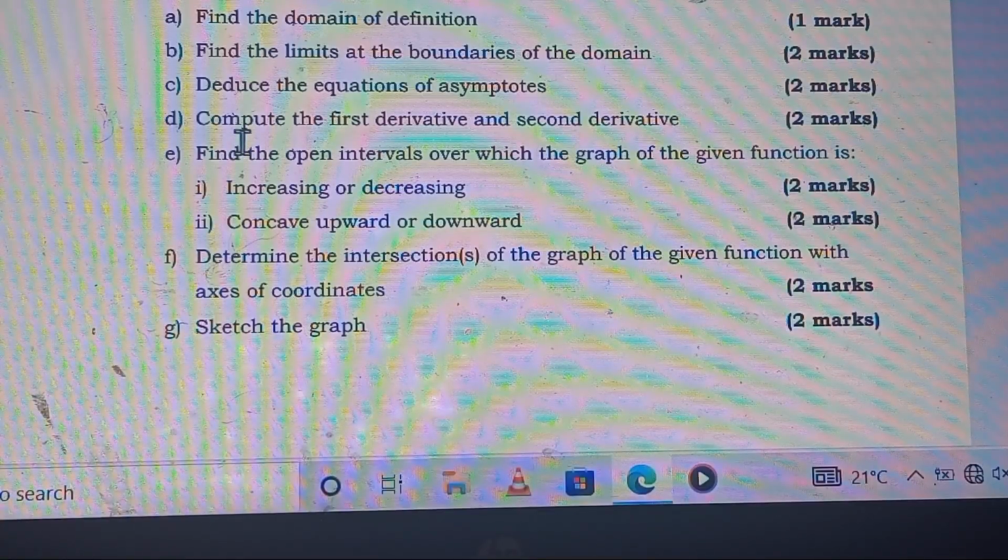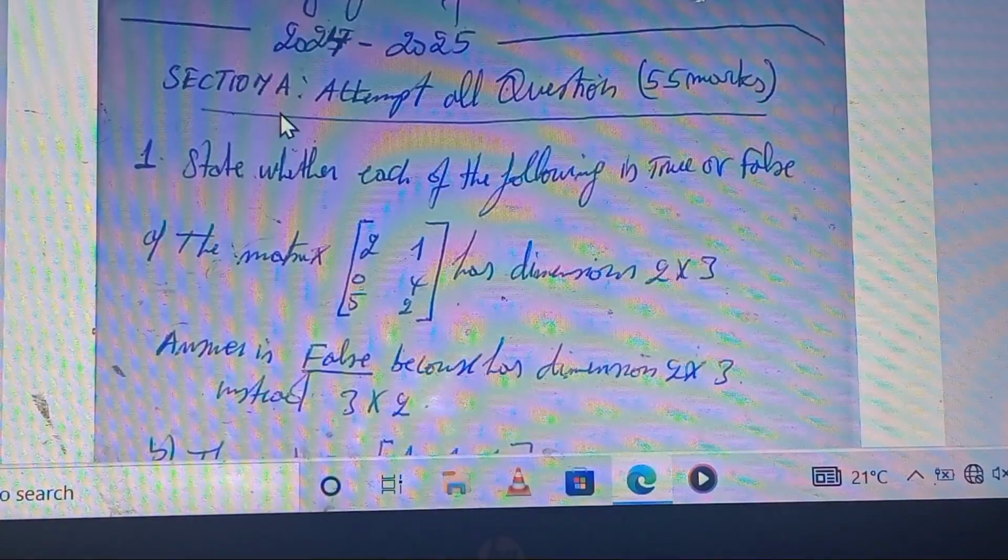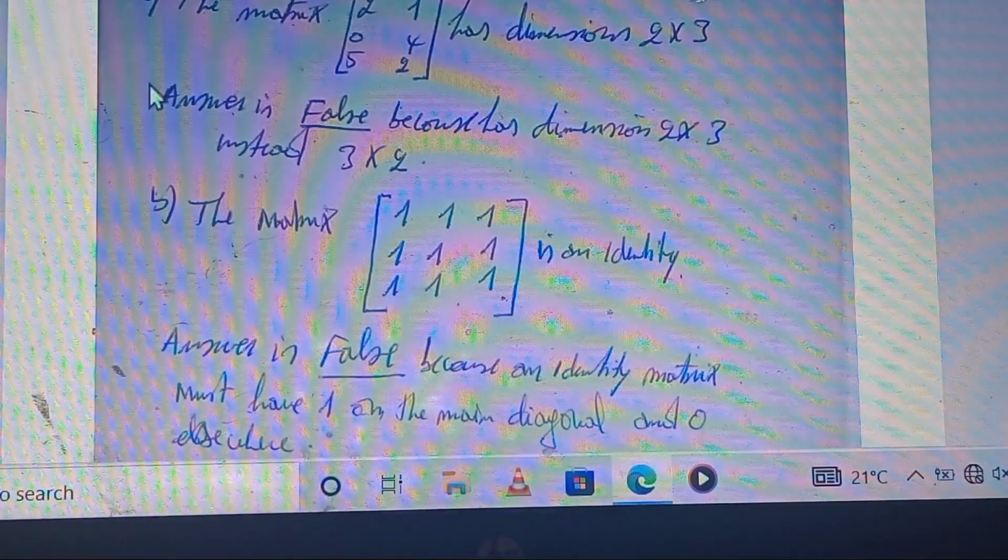So that is the marking guide for the national exam 2024-2025. Let us start with question number 1. State whether each of the following is true or false. A. The matrix 2 0 5 1 4 2 has dimension 2 by 3.